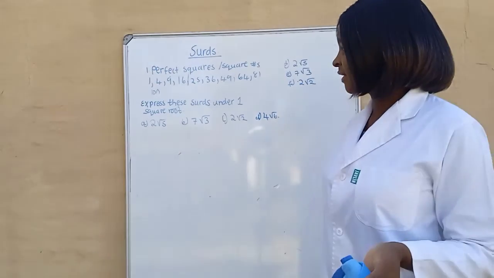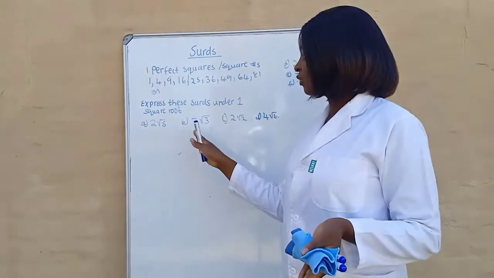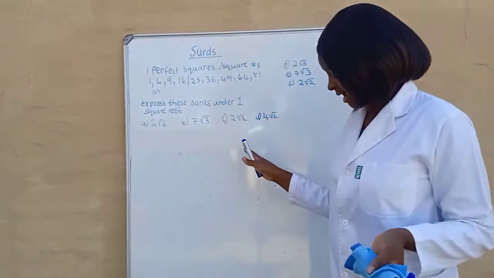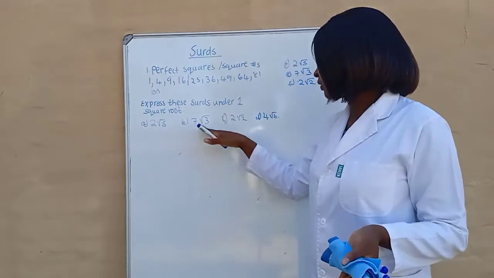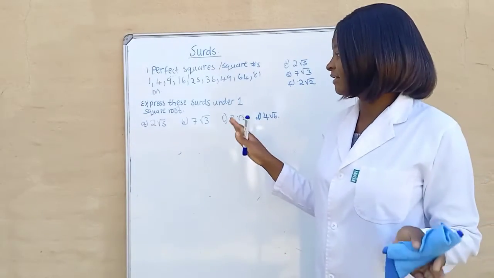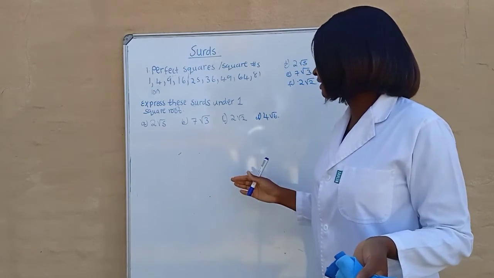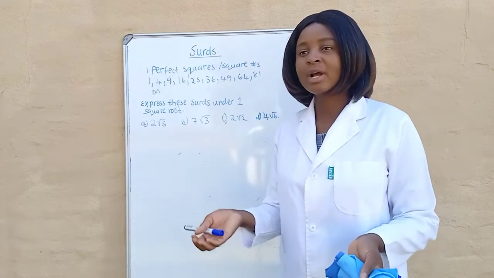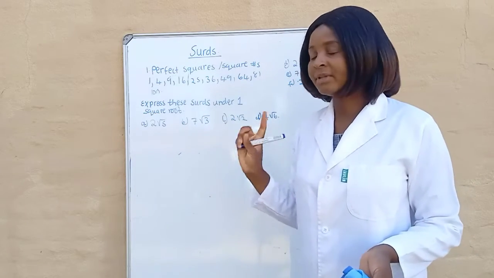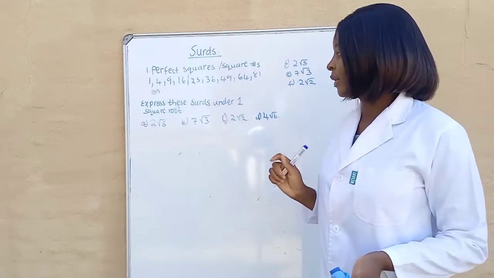We are continuing with our surds, and right now we want to express these simplified numbers back under one square root. I'm sure you can see they are in their simplified form: 2 root 5, 7 root 3, 2 root 2, 4 root 6. They are simplified, but we want to go back and put them under the same square root. How are we going to do that?